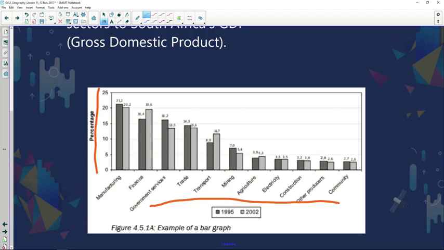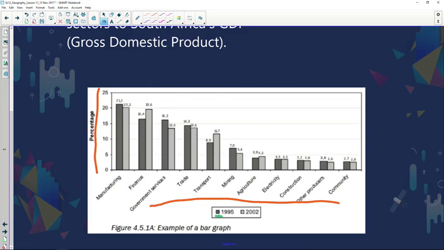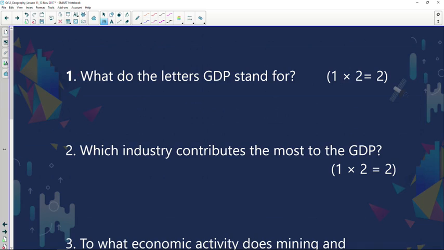community. Now the key that's being used for the bar graph itself uses two different colors, as you can see. The dark gray color represents 1995, and the light gray represents 2002. So immediately, as you can see, the dark gray will represent 95, and the light gray will represent 2002, in the bar graph. Now let's just quickly look at the questions.